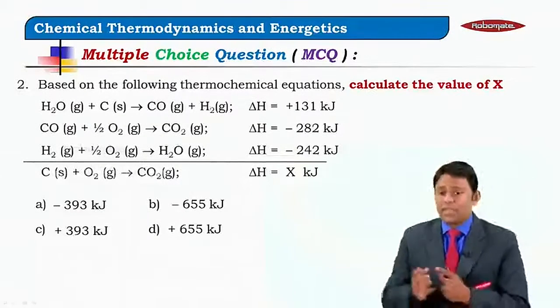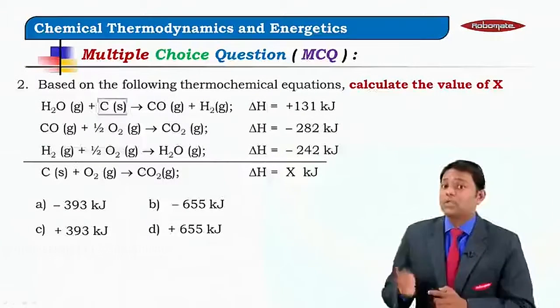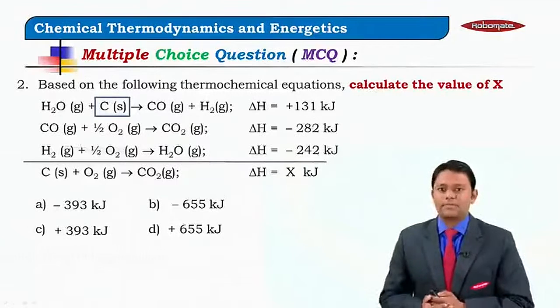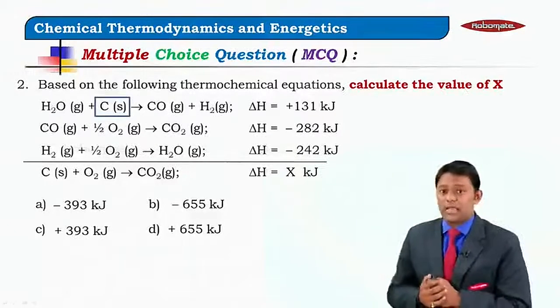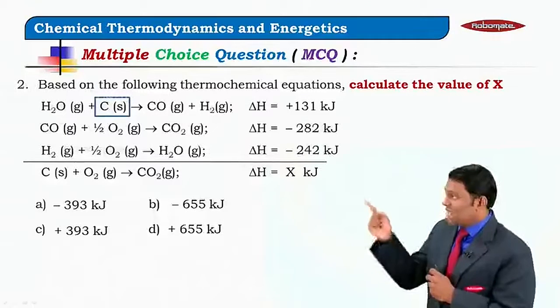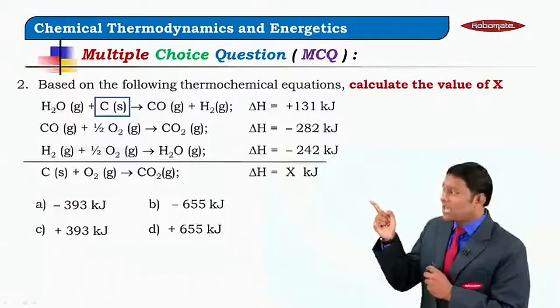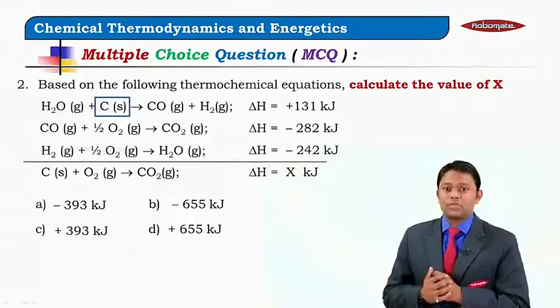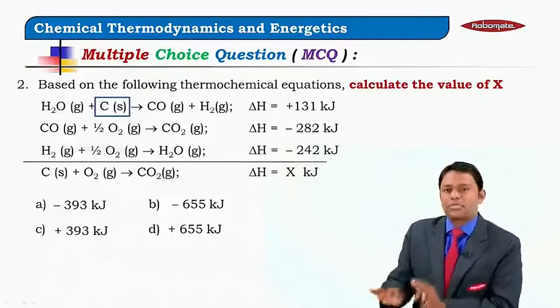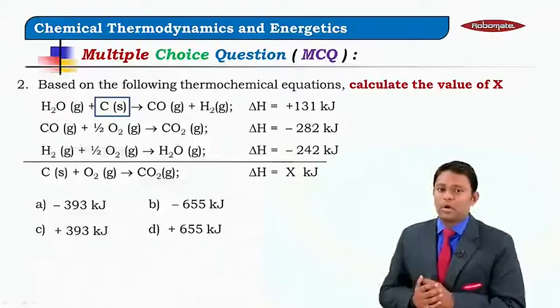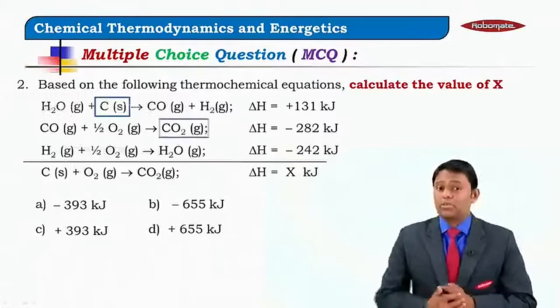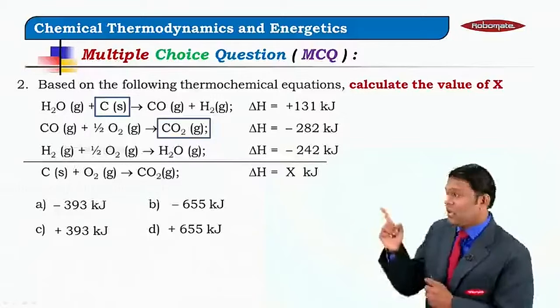If you see in the given data, carbon is already present on the reactant side. For oxygen, there are 2 equations. In the second equation there is half oxygen, and in the third equation also there is half oxygen. So for the time being, keep oxygen aside. The third ingredient which we want is carbon dioxide on the product side, and we have that directly in equation number 2.